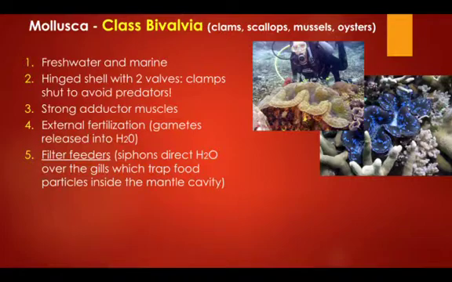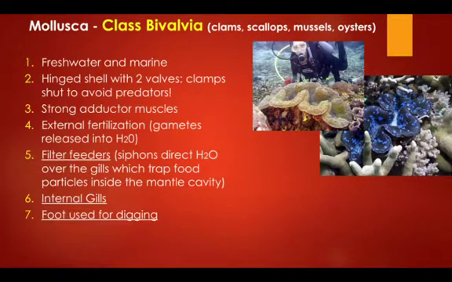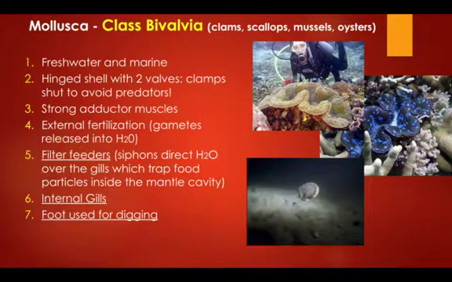So one of those valves is a siphon that sucks water into the body, and water and food particles will pass over the gills and will trap the food particles inside of the mantle cavity, and they will be transported to the digestive tract. Their gills are internal. They're inside of that shelled body. And in this case, their foot can be used for digging.